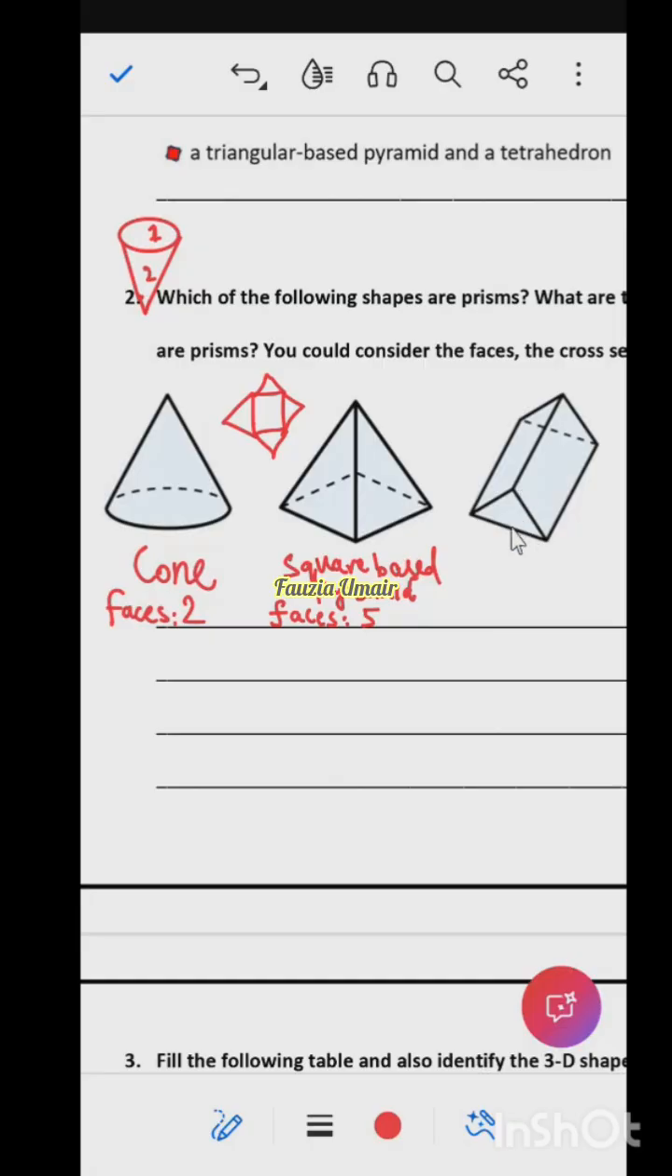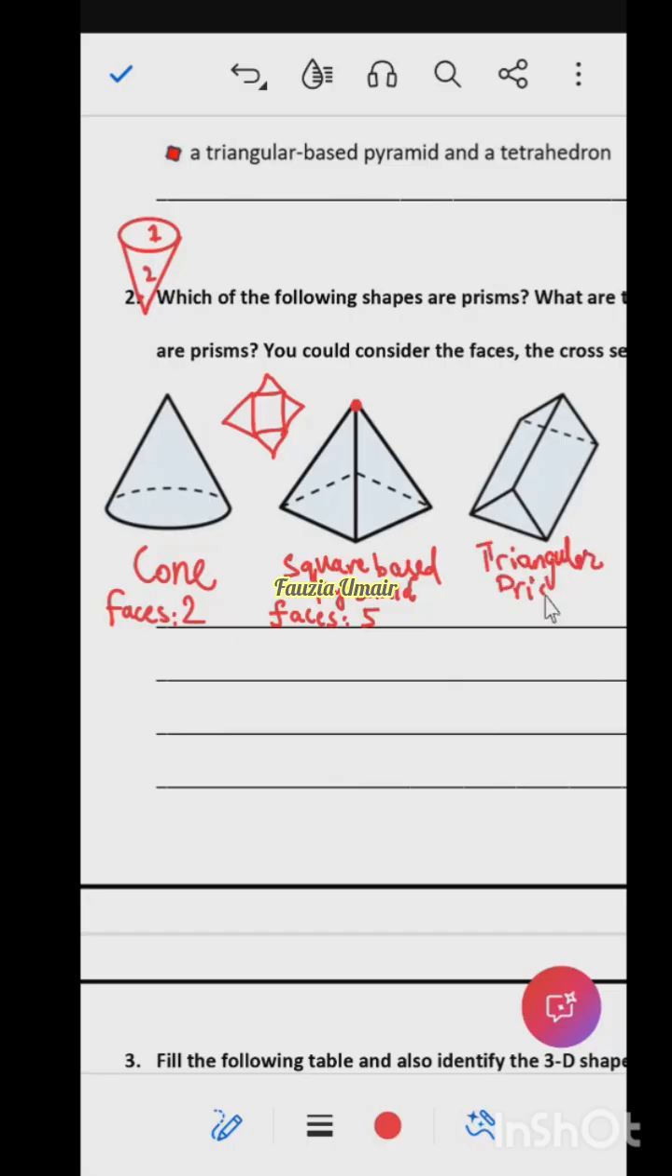No, it's not a pyramid. Pyramids are pointy shapes, with a point on top. This is not a pyramid. This is a prism. So what kind of prism is this? This is a triangular prism. Okay.